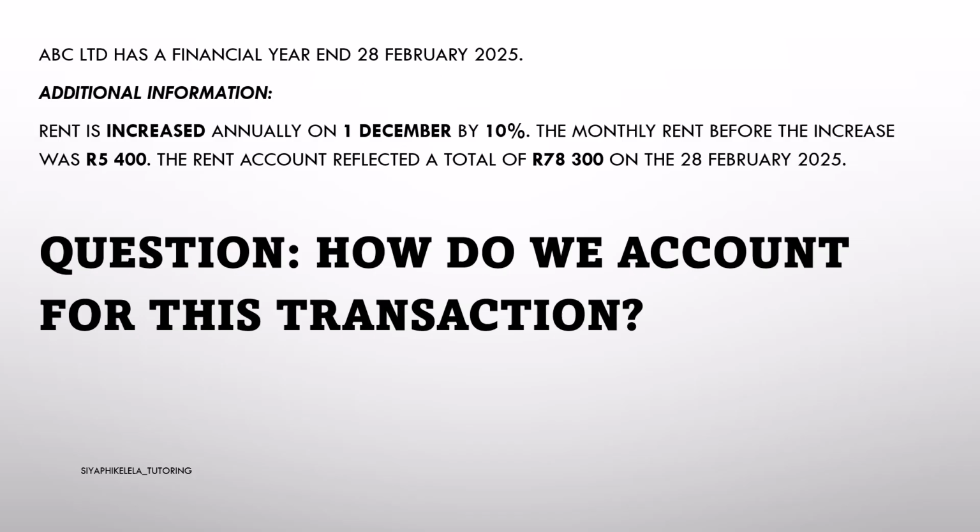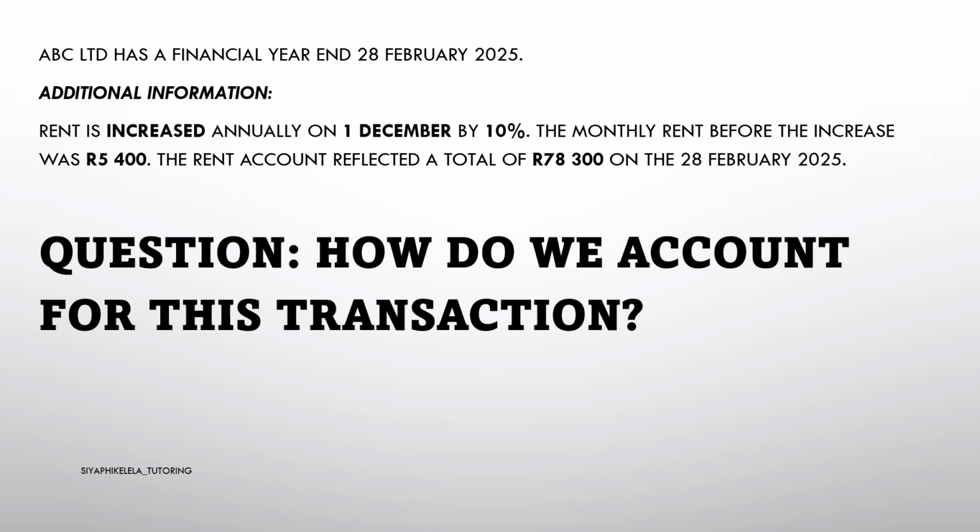For example, we are given an entity called ABC Limited, and it has the financial year end of 28 February 2025. Additional information: rent is increased annually on the 1st of December of each year by 10%. The monthly rent before the increase was 5,400. The rent account reflected the total amount of 78,300 on the last day of the financial year.